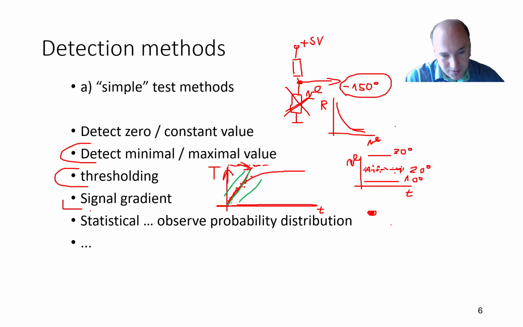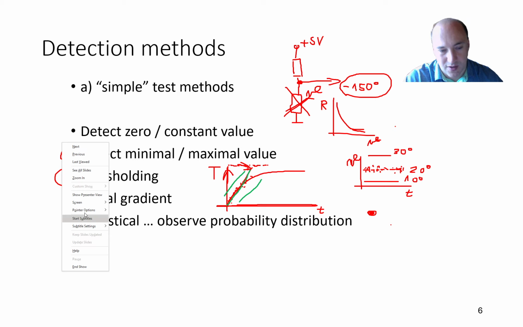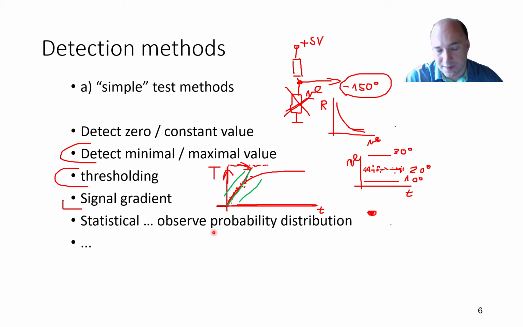The next option is signal gradient, and this assumes that we already know something about our system. And I will again use the example of a temperature sensor. So let's say I'm controlling a heater that heats a room. I will turn it on, and I know what the time constant of my heater is. So I can calculate how long it will take before I reach some specific temperature.